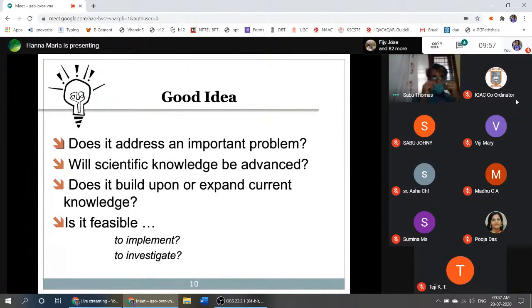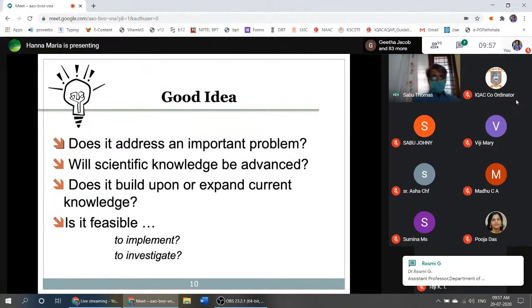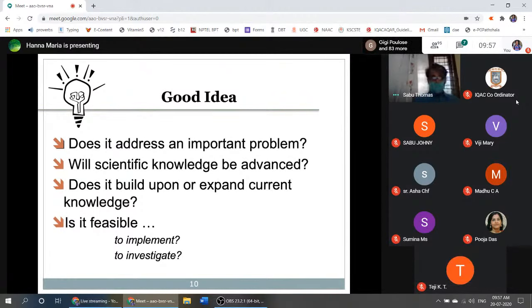Good idea. The proposal should be very good. Does it address an important problem? You must ask. If it is not addressing an important problem, you will not get funding. Will scientific knowledge be advanced? That's a very important aspect, whether this project will give some advancement of scientific knowledge. Does it build upon or expand current knowledge? These are some of the questions you have to ask. Next one, please.